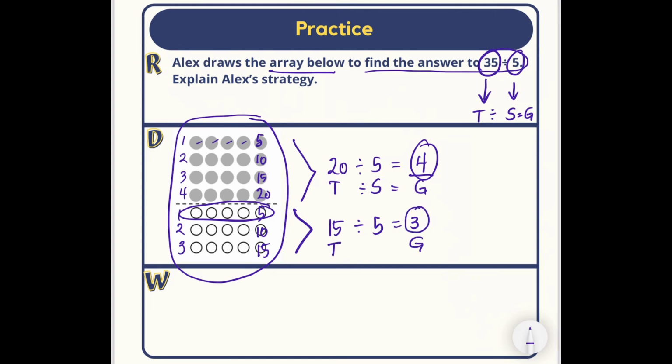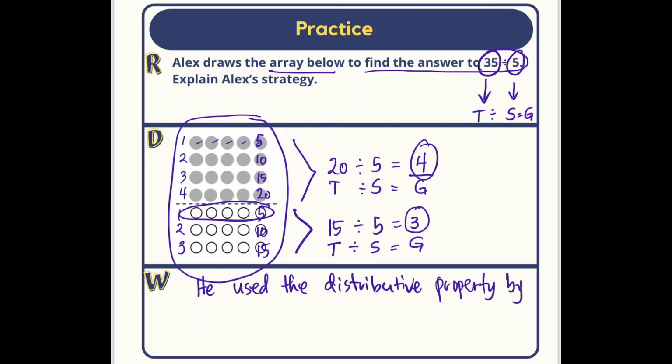We got the total of that smaller array divided by the size of the array, and so the answer is 3 for the group. Now, how are we going to explain Alex's strategy? He used the distributive property by breaking the array into smaller arrays, and we made two arrays on that, so we can write two smaller arrays.